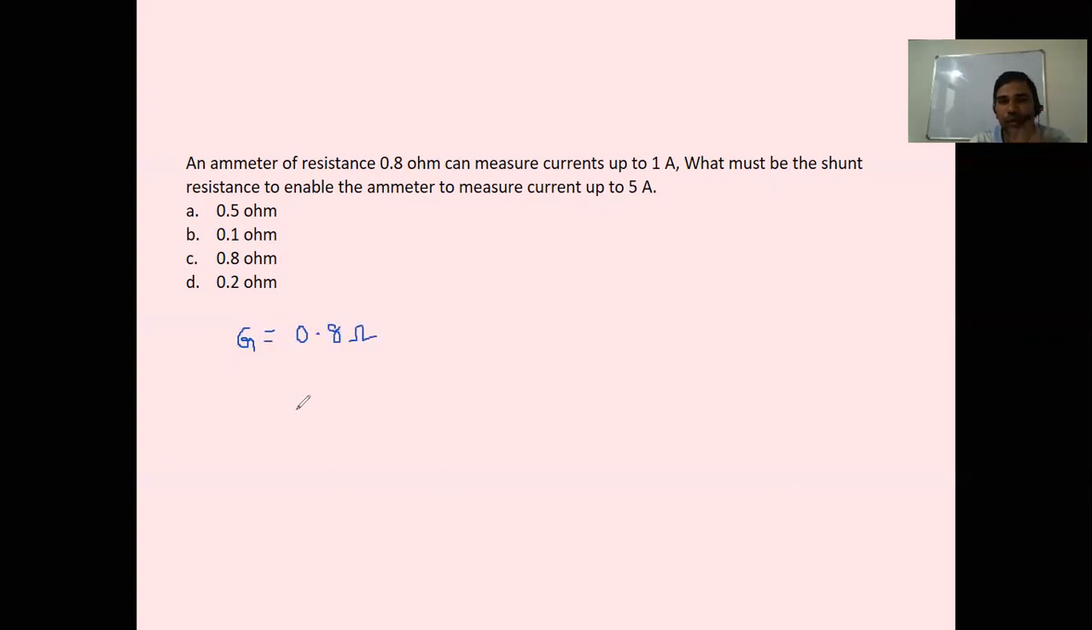It measures up to 1 ampere. That is Ig is equal to 1 ampere. How will we convert it into a meter which measures up to 5 ampere? So definitely we have to connect a shunt resistance. So what is the shunt resistance value? S is equal to Ig G by I minus Ig.